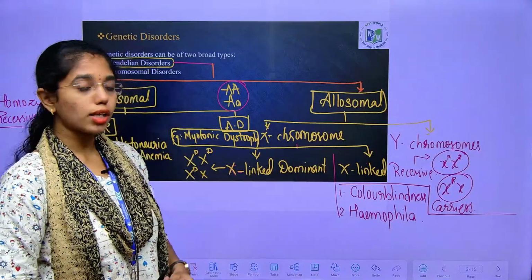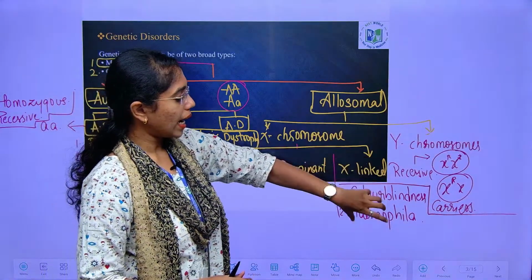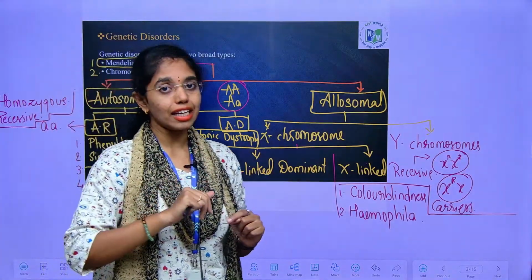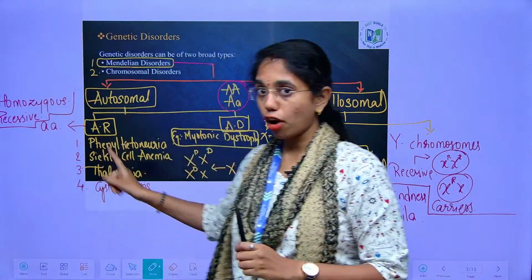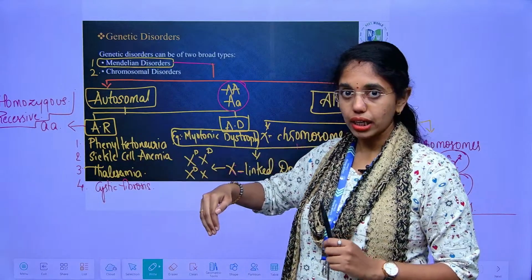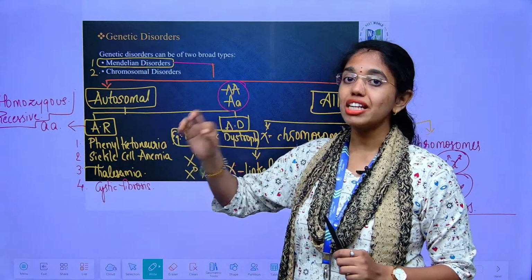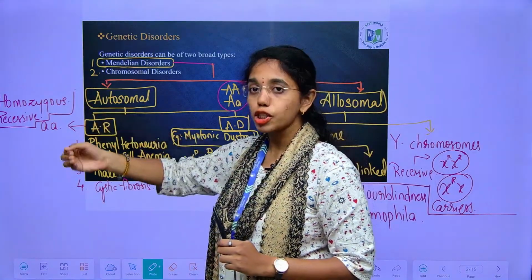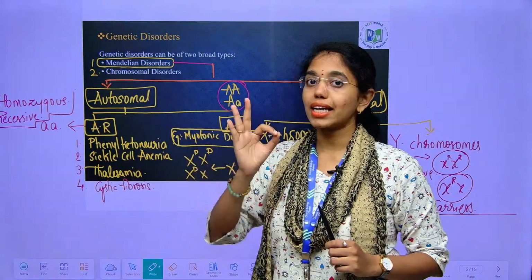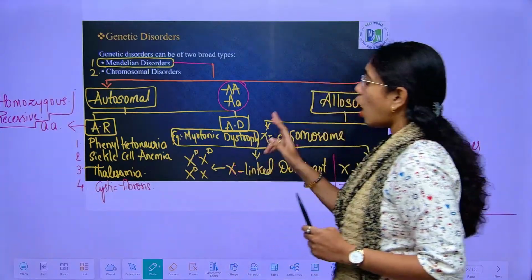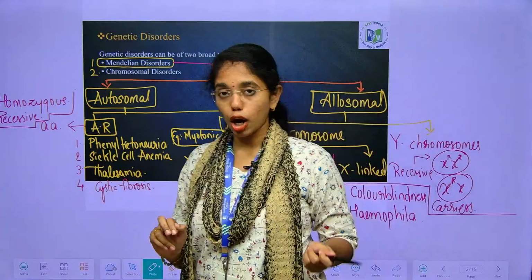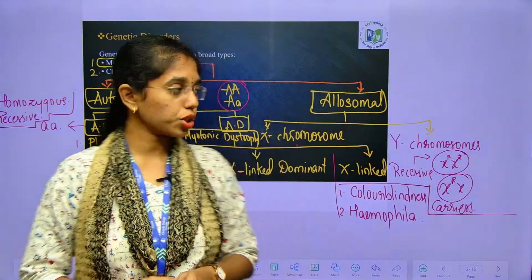In X-linked recessive disorders, we have color blindness and hemophilia, and the mode of inheritance, based on the allelic combinations, follows the Mendelian pattern of inheritance. From Mendel's law of dominance, it is very clear that the recessive phenotype will be expressed only in the homozygous recessive condition, and an autosomal dominant disorder is exhibited both in the homozygous dominant and heterozygous condition.